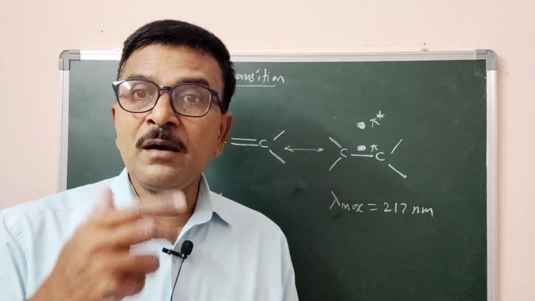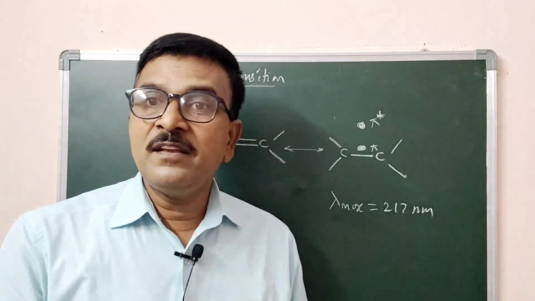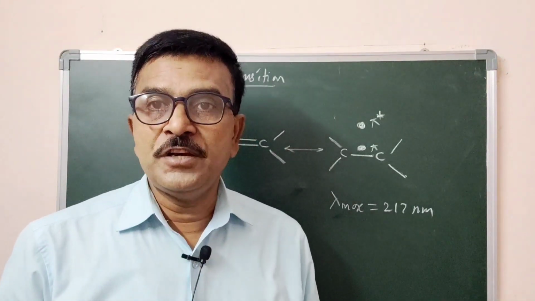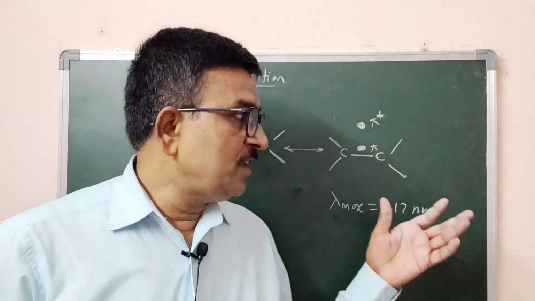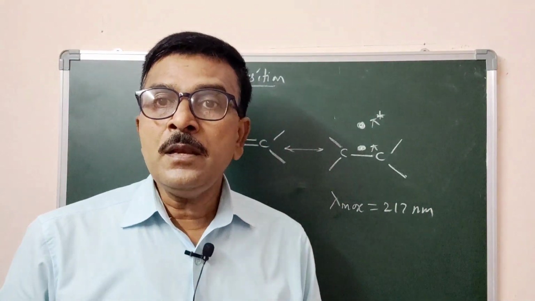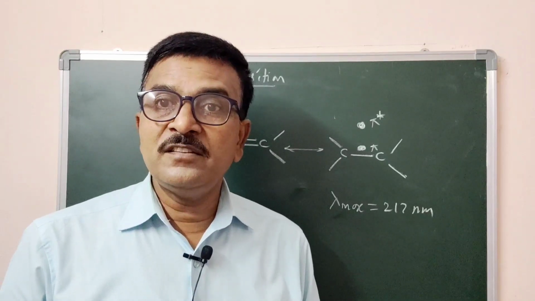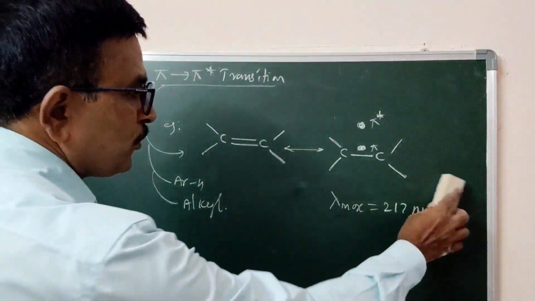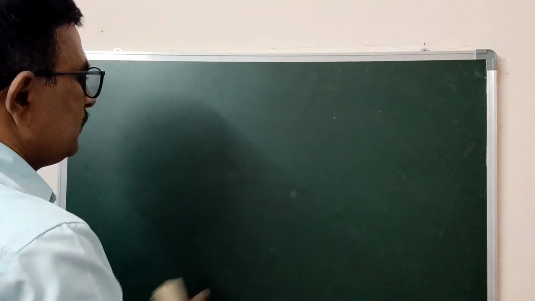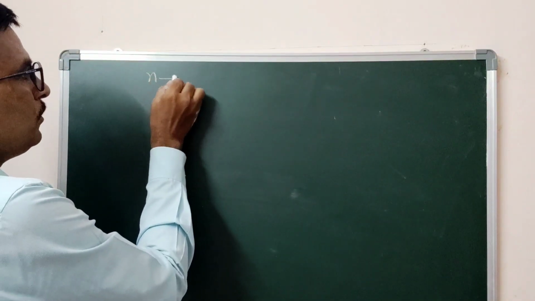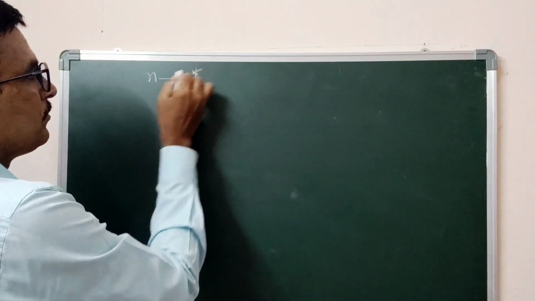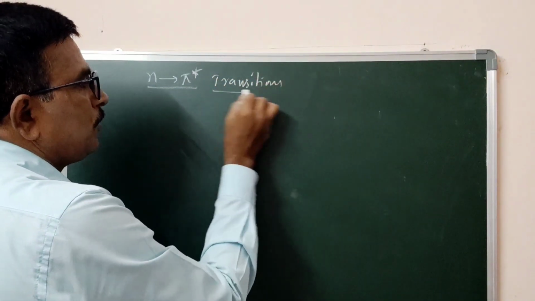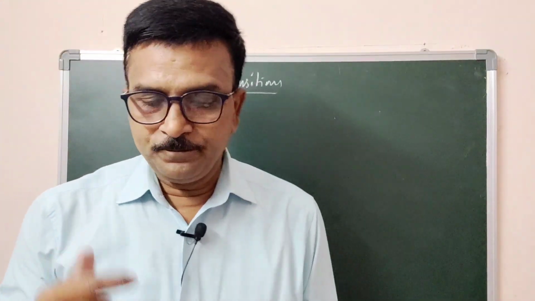Therefore, we can observe absorption bands in the UV spectrum relating to the pi to pi star transition. These transitions are very common in molecules of unsaturated systems or aromatic hydrocarbons. Is it clear? Now coming to the fourth type of transition, that is n to pi star transition.